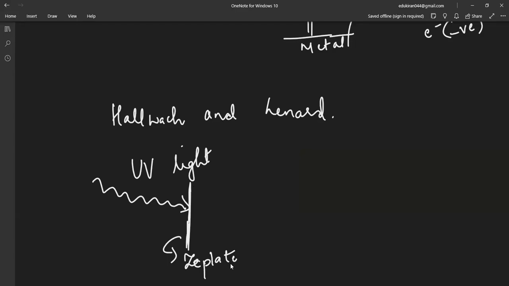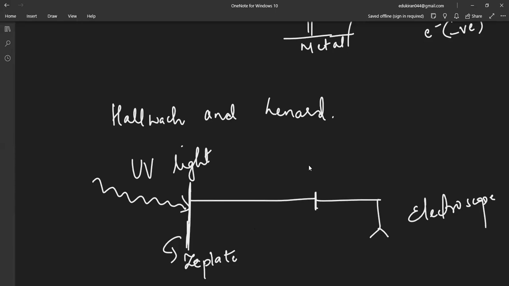This plate was the zinc plate, and this was kept into an electroscope for detection. This was strapped as a part of the circuit so that it is insulated, and all in all, it was done like this. All right. So when this experiment was done, this gave us the conclusion about threshold frequency.